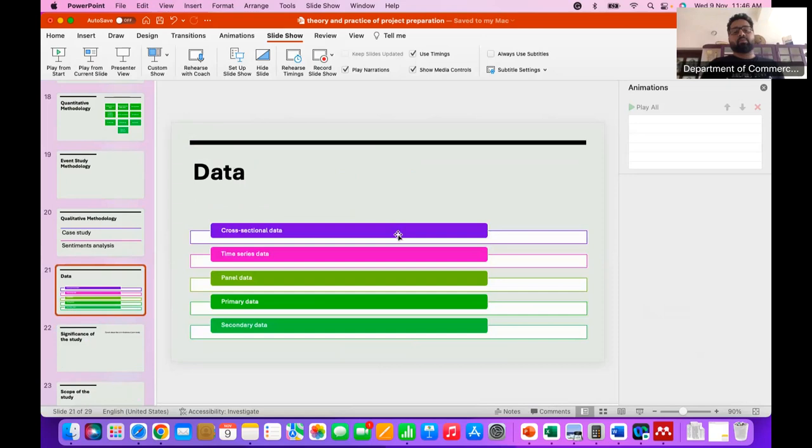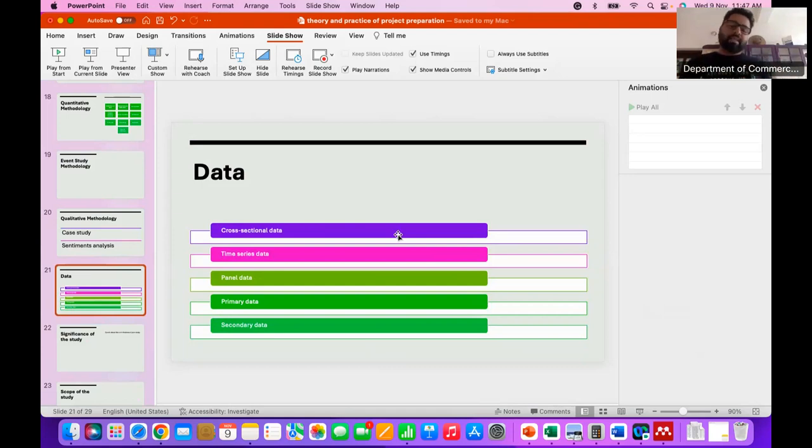As I said, cross-sectional data is one point of time. Cross-sectional may be primary or secondary. Primary means you go to the field and collect data. Secondary means some databases are available. For time series, you can collect data for different time periods. You can collect monthly data: one month you go to the field, another month you go again, then the third month. You can see what happened over the period and find the trend.